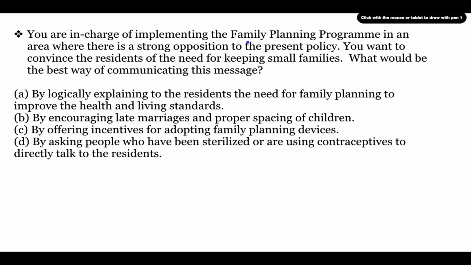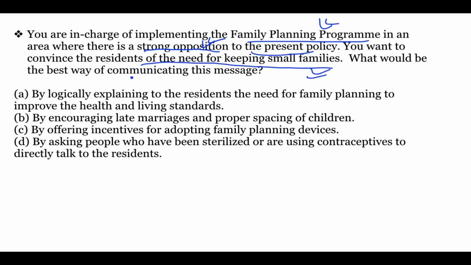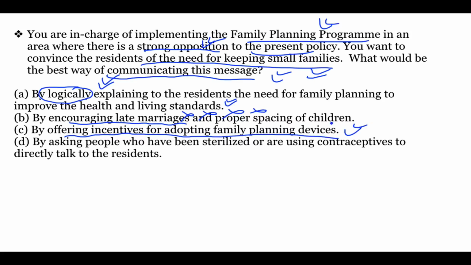You are in charge of implementing a family planning program and there is strong opposition. You want to convince the residents of the need for keeping small families. What is the best way of communicating this message? See, logical, rational explanation is always best in case there is strong opposition. You help them learn how it is benefiting them. If I encourage late marriages, it will not work in such settings and it will not help at all. You offer incentives also, it is also very good. And if there is already strong opposition, people will not believe those people who have sterilized are telling the truth. So the answer is either A or C.